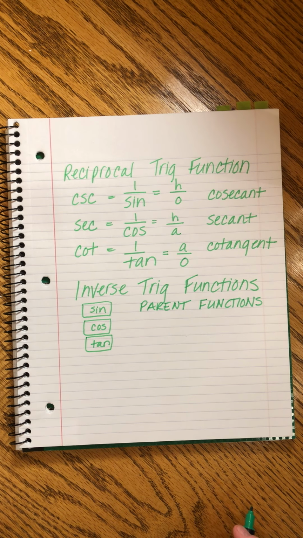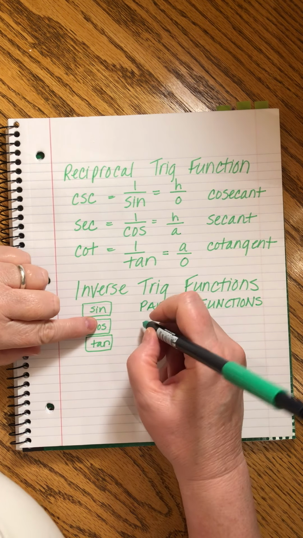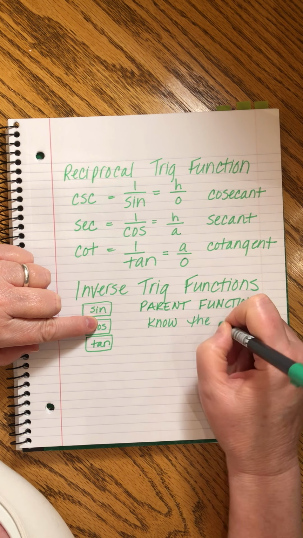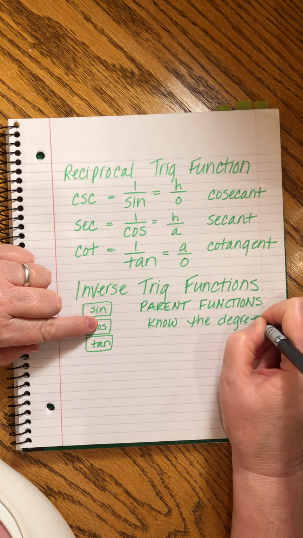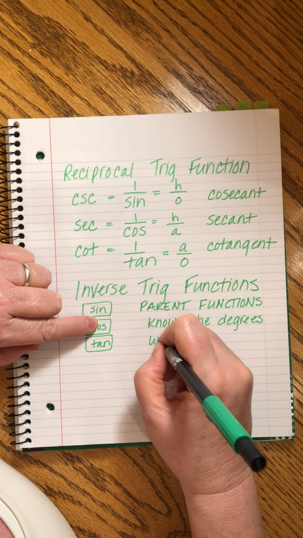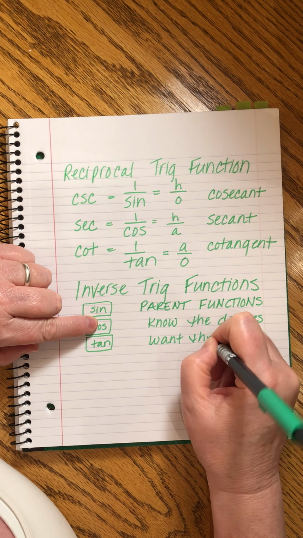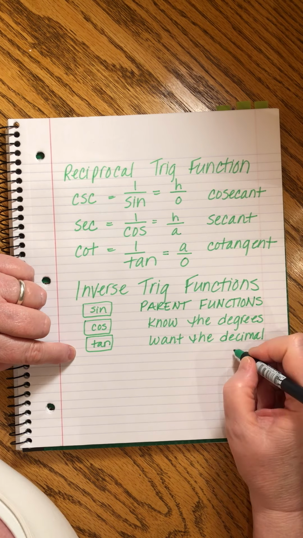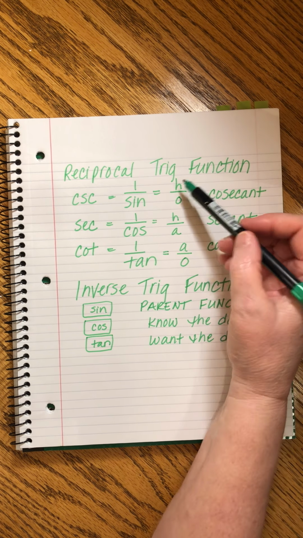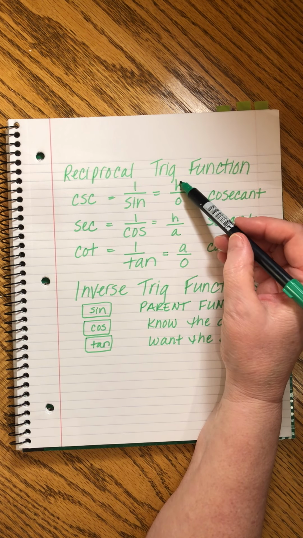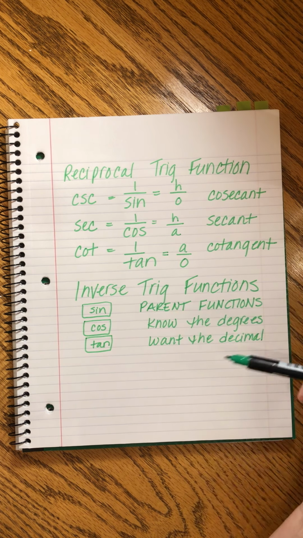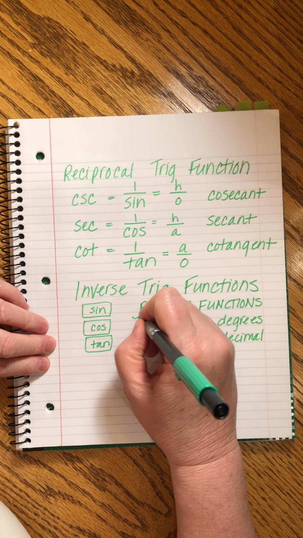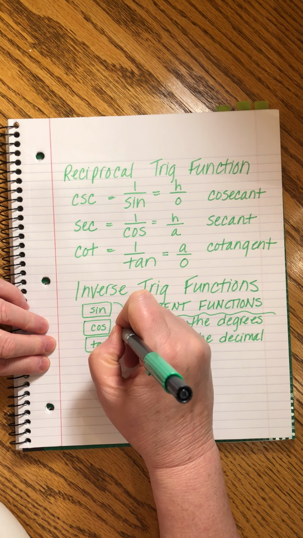We don't need to use the second key. They're for when we know the degrees of the angle and we want the decimal. And remember, by decimal, we mean the ratio of the sides, right? This would give us a decimal number because we'd have number over number and we could simplify it to a decimal. That's what we use these buttons for, the parent functions.